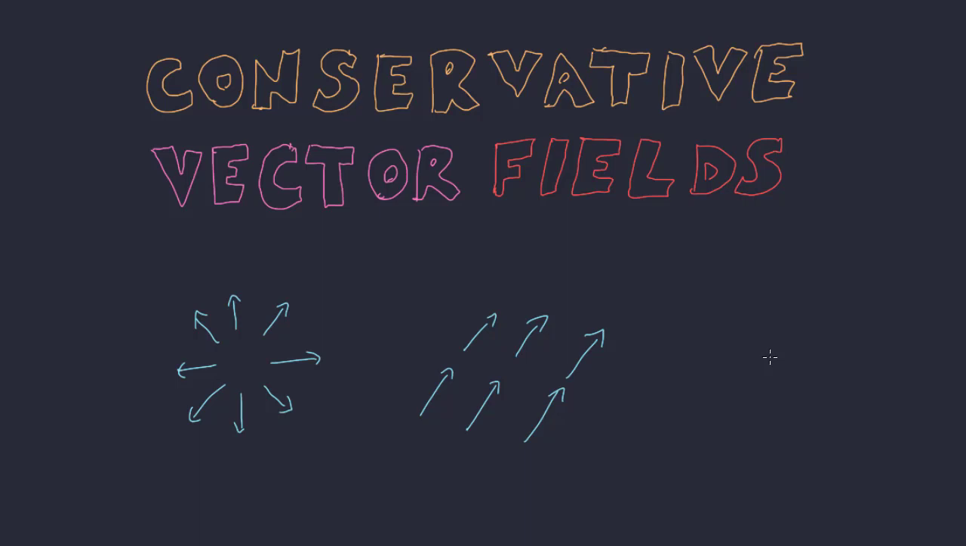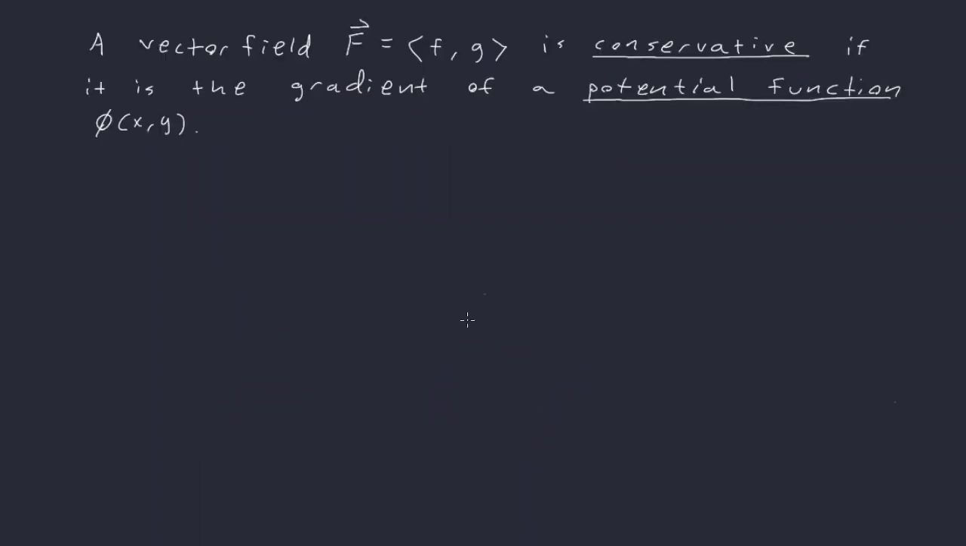Okay, so what it comes down to is that if a vector field is conservative, then it's not going to matter what path you take from, say, point A to point B. The circulation will always be the same. Okay, so let's talk a little bit about what we mean by conservative vector field. A conservative vector field basically is a vector field that is the gradient of a function.